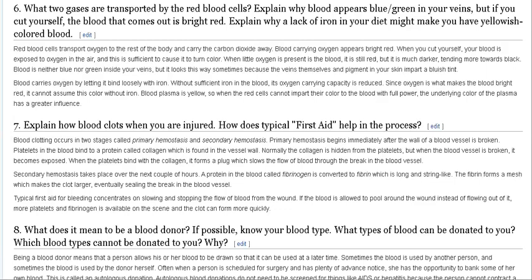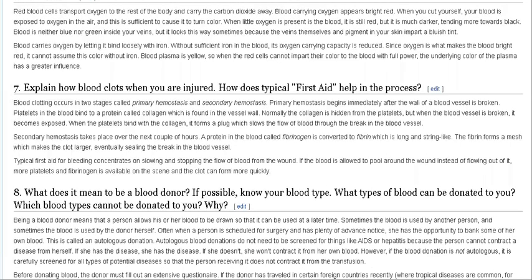Explain how blood clots when you are injured. What does typical first aid help in the process? Okay, so let's read. Clotting occurs in two stages called primary hemostasis and secondary hemostasis. Primary hemostasis begins immediately after the wall of a blood vessel is broken. Platelets in the blood bind to proteins called collagen, which is found in the blood vessel wall. Normally, the collagen is hidden from the platelets, but when the blood vessel is broken, it becomes exposed. When the platelets bind with the collagen, it forms a plug which slows the flow of blood through the break in the blood vessel.